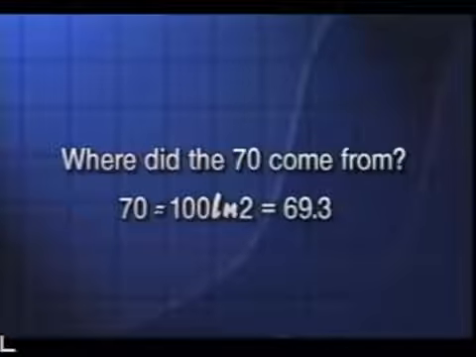Well, you might ask, where did the 70 come from? The answer is it's approximately 100 multiplied by the natural logarithm of 2. If you wanted the time to triple, you'd use the natural logarithm of 3. So it's all very logical. But you don't have to remember where it came from if you'll just remember 70.